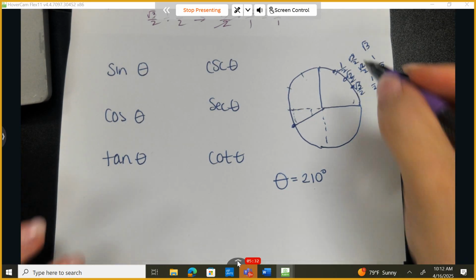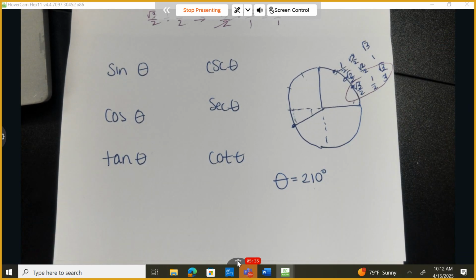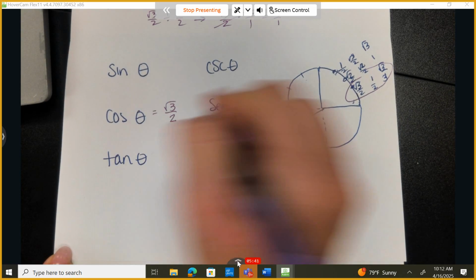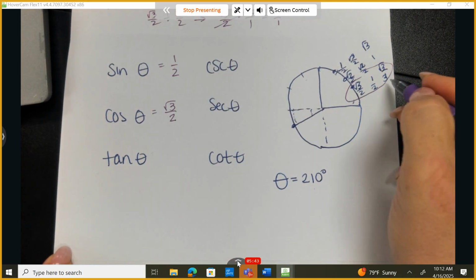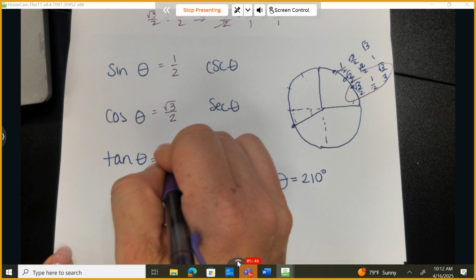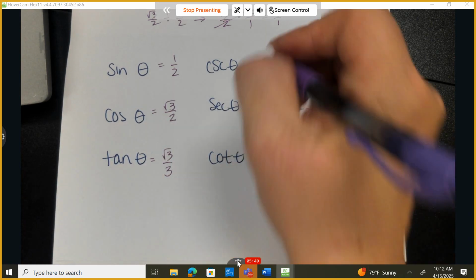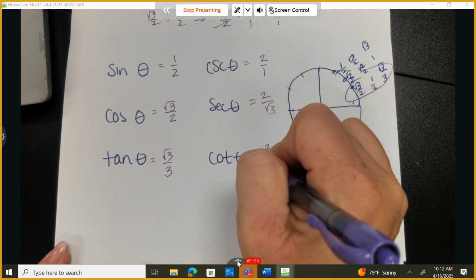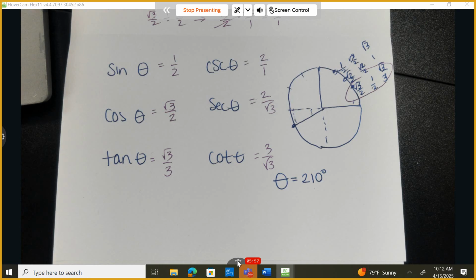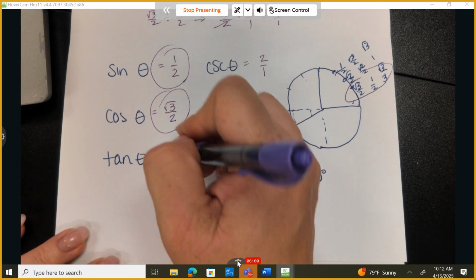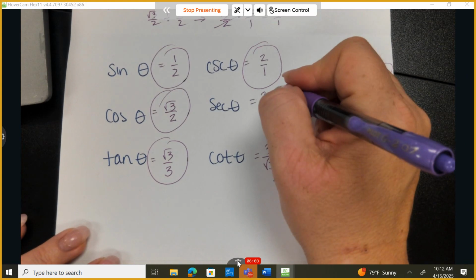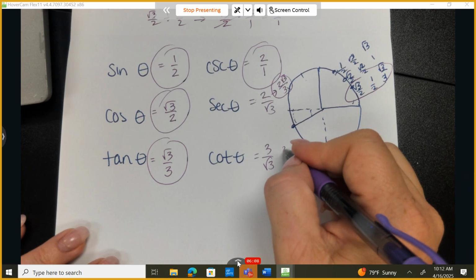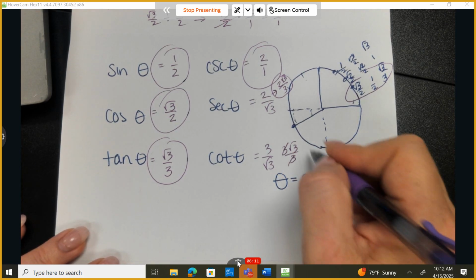Okay, we're ready to get started. We know that this has a reference angle of 30 degrees. What does that mean? Cosine always goes first. Square root of 3 over 2. Sine, 1/2. Tangent, square root of 3 over 3. And now I flip them. 2 over 1. 2 over the square root of 3. 3 over the square root of 3. Then I go back and I make sure things are in proper form. Okay, I have to rewrite this. This should be 2 square roots of 3 over 3. This should be 3 square roots of 3 over 3, which just simplifies to 3.